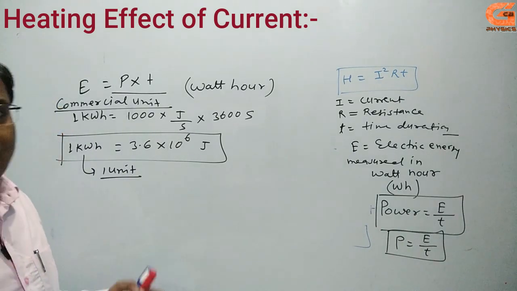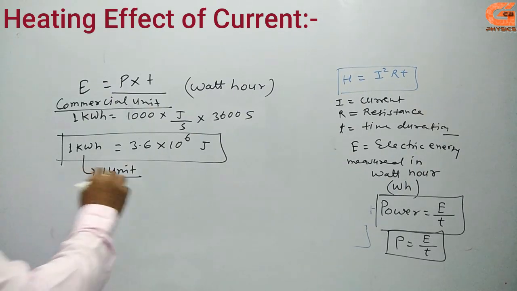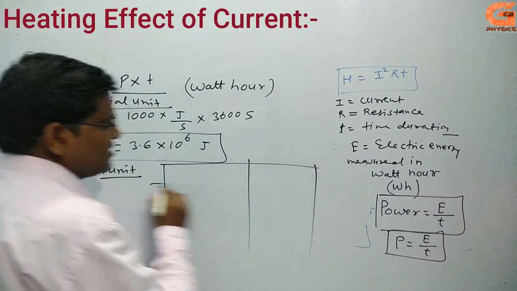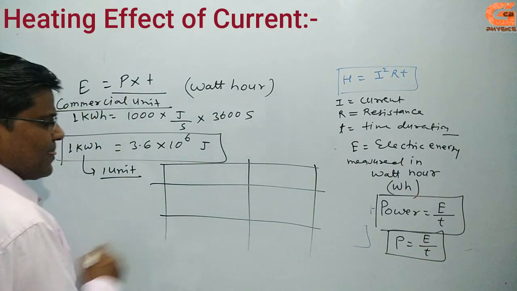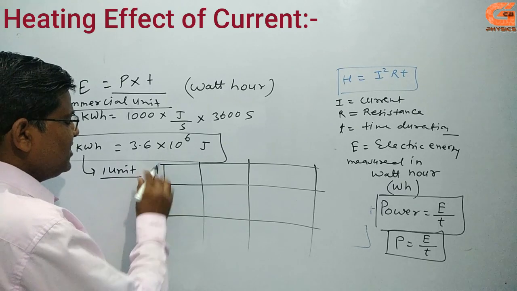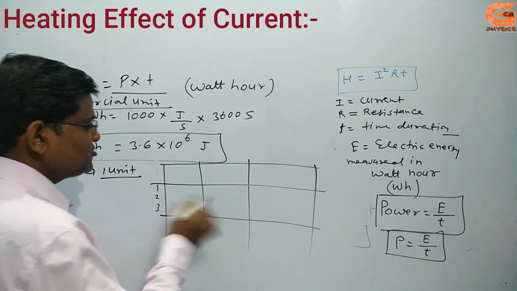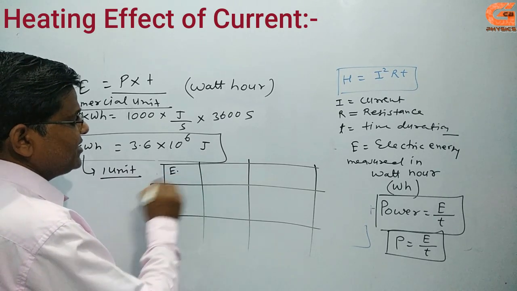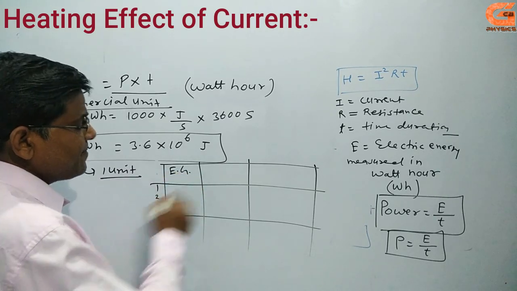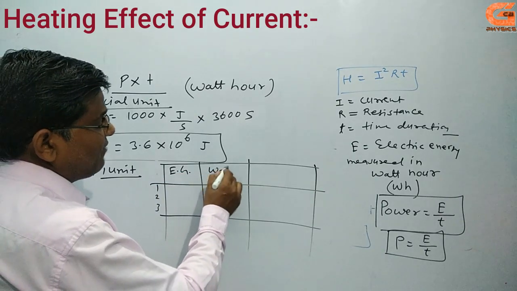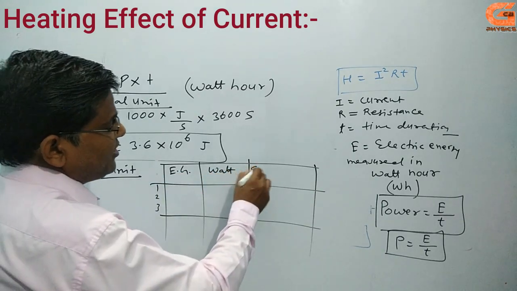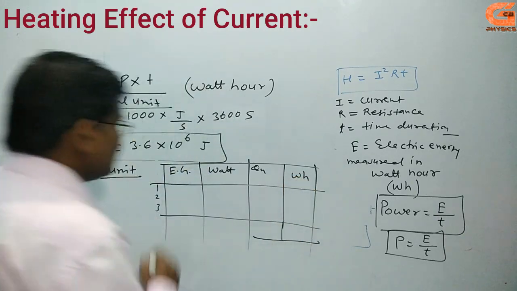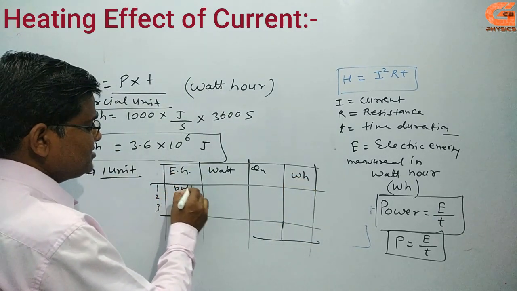Okay, and you can find the value of units and cost used in your household. You make a table with serial numbers 1, 2, 3 and so on. You select the electronic gadgets, their watt power, the quantity, and total in watt hour.